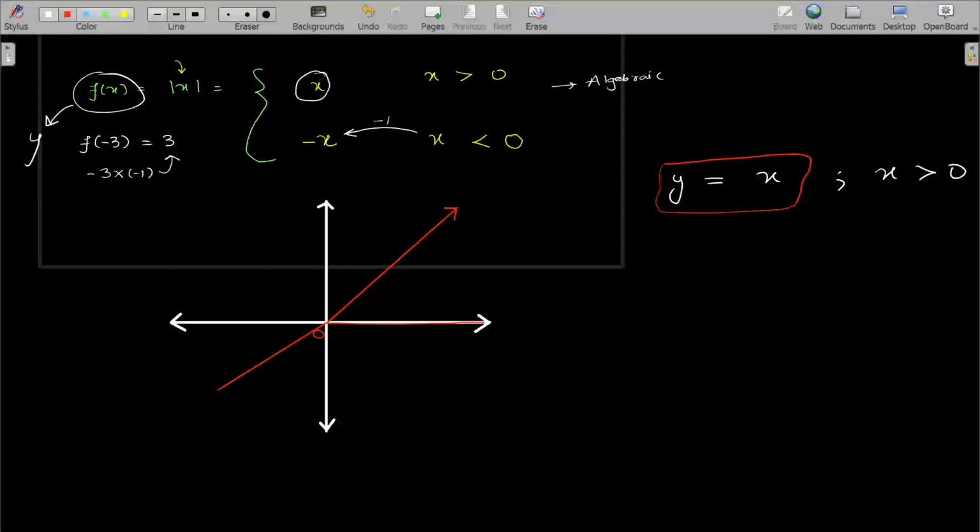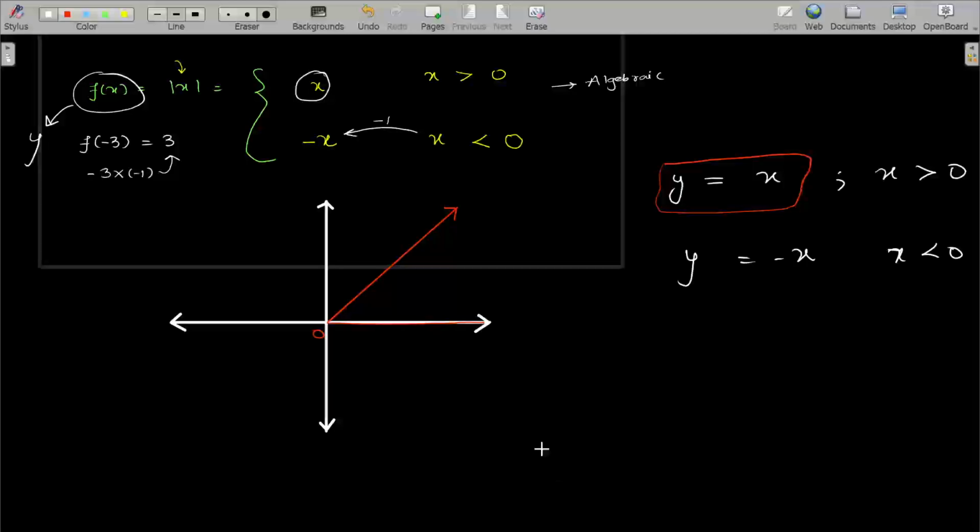Actually, the graph of y is equal to x is this. But we are taking only the positive x's, so we ignore this portion because it is for negative x's. We will remove this portion on the left hand side of the origin. And now for the left hand side, when the x's are less than 0, then it is y is equal to negative x.